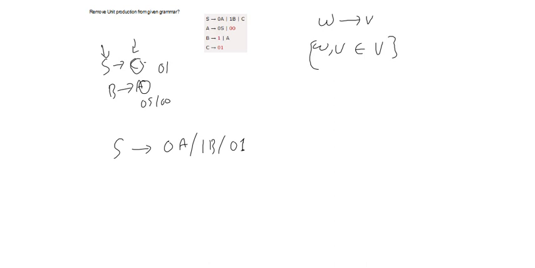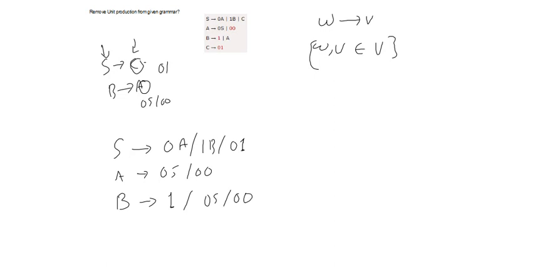Then A implies 0S slash 0 0, because it does not contain any unit production. But in B you have a unit production. B implies 1 slash A, and B implies A is a unit production. To remove that unit production A, what will you do? You will replace it with its production rule 0S slash 0 0.